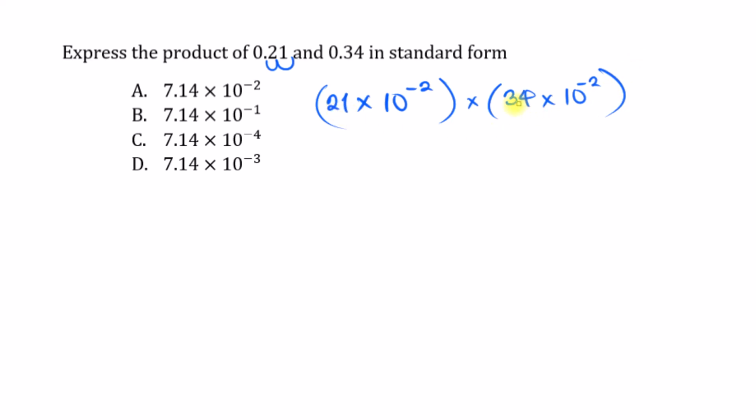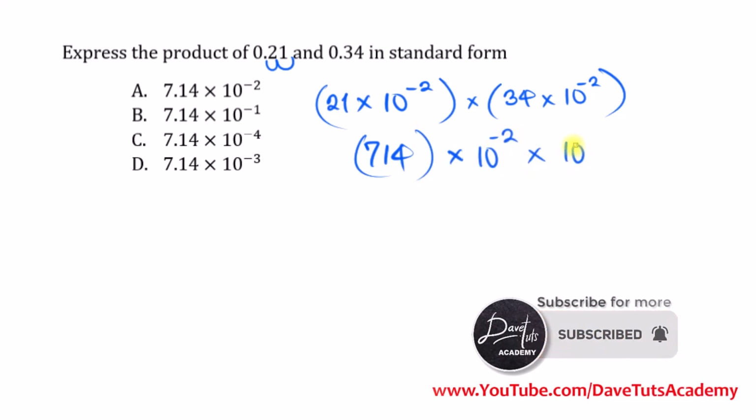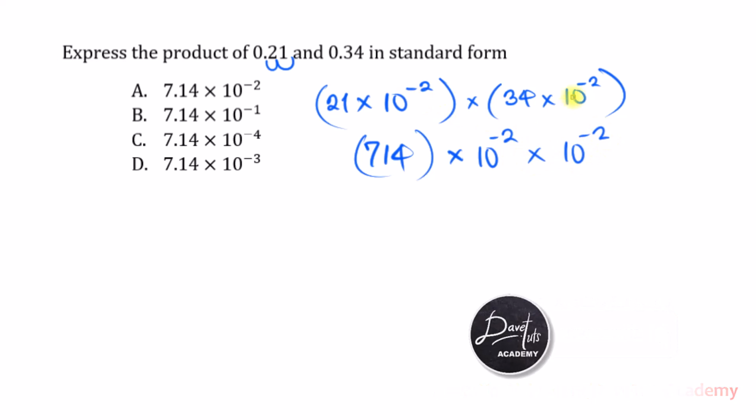21 and 34. If I'm saying 34 times just 2, that's going to give me 68. If I'm adding 0 at the back, then that will be 680. But because it's 1, that is 714. So this is a quick tip when you don't have time and you are trying to solve your question. This is 714, and you are multiplying by 10 raised to power minus 2, and also multiplying by 10 raised to power minus 2. This and this.